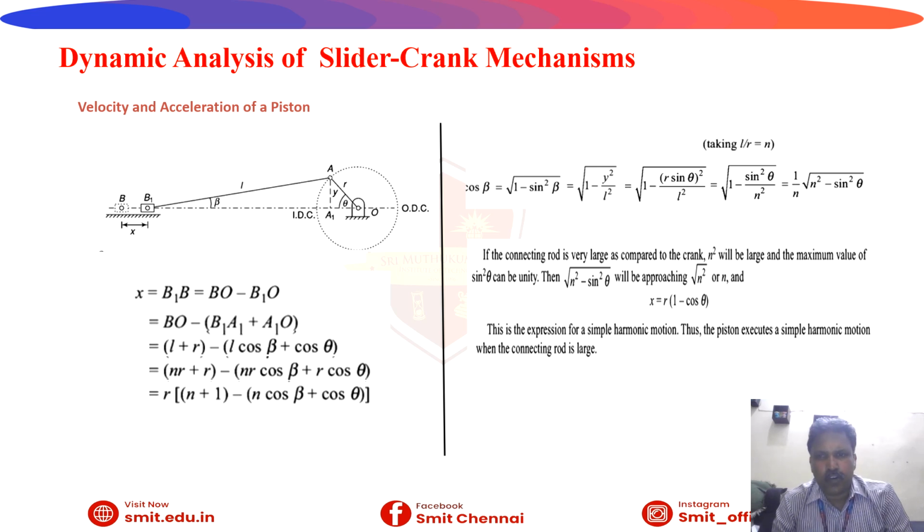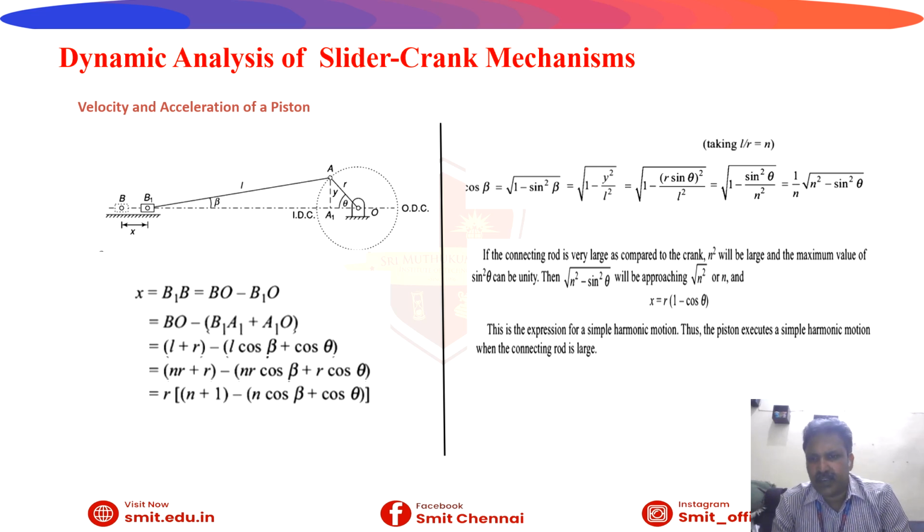And followed by the substitution, we will get cos beta equal to 1 by n root of n square minus sine square theta. The connecting rod is very large as compared to the crank. n square will be large, and the maximum value of sine square theta can be unity. Therefore, we can take it as root of n square.